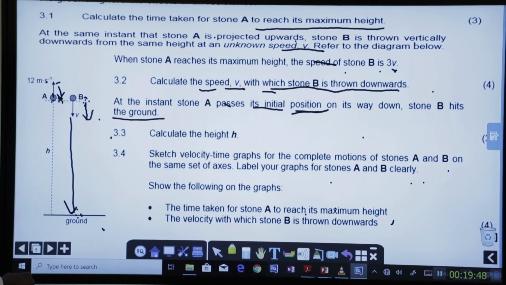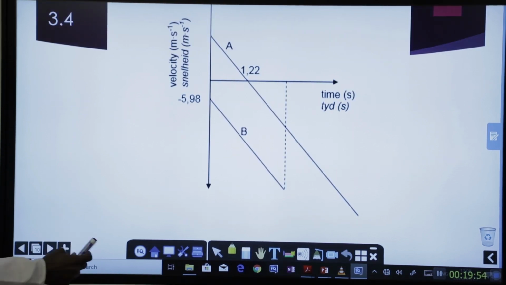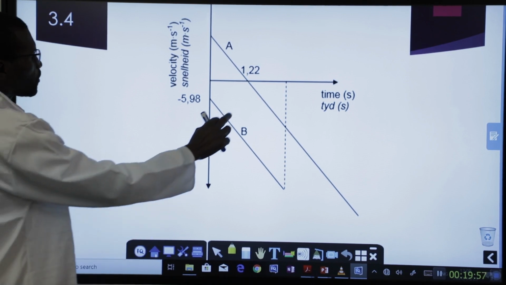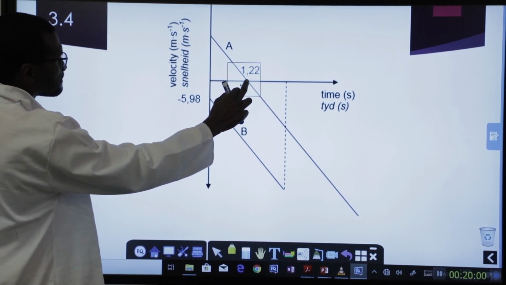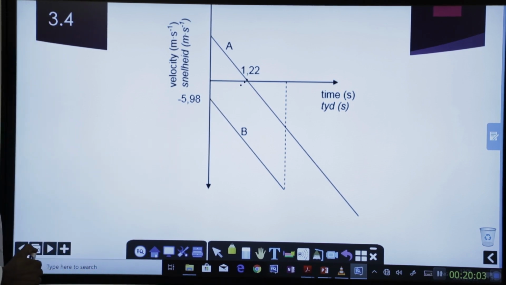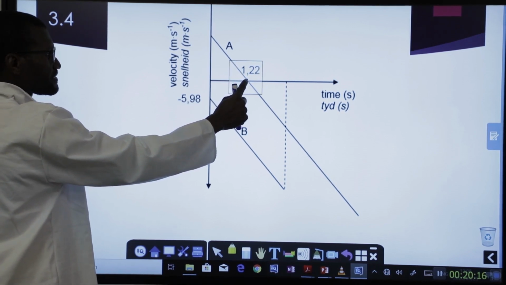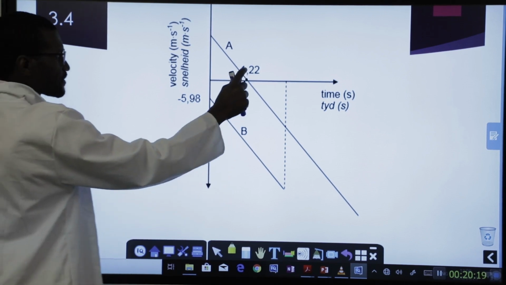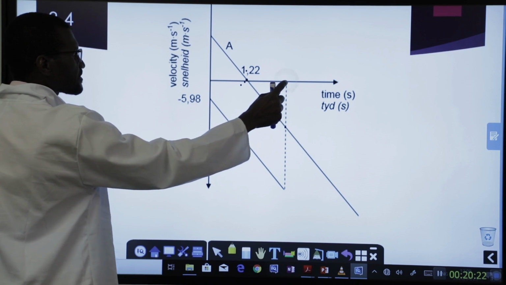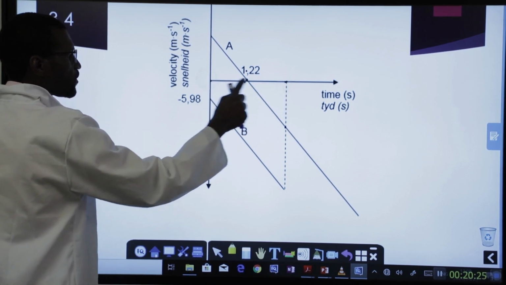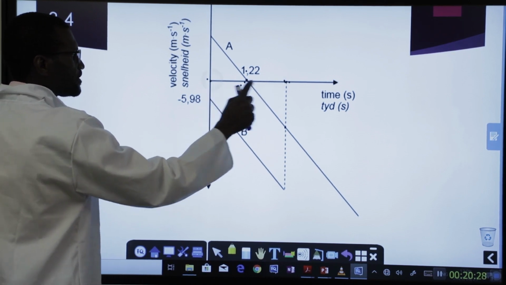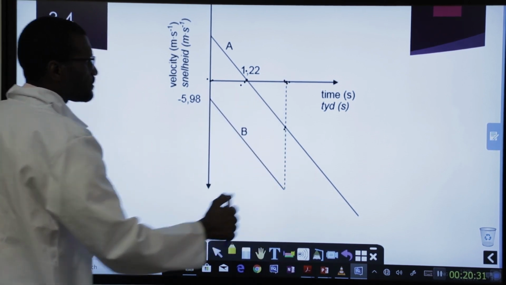The common time is 1.22 seconds. So, at a time of 1.22 seconds, stone A is reaching its maximum height, and twice that amount it reaches its original point and continues to fall further down.